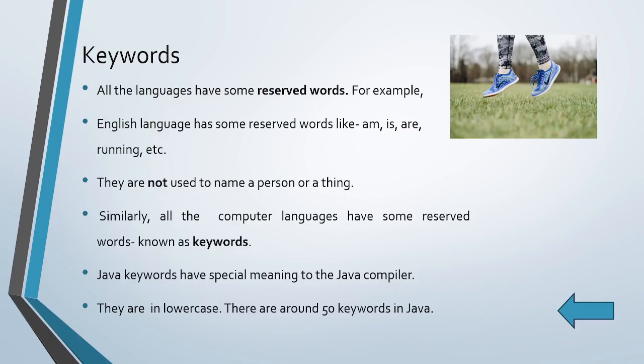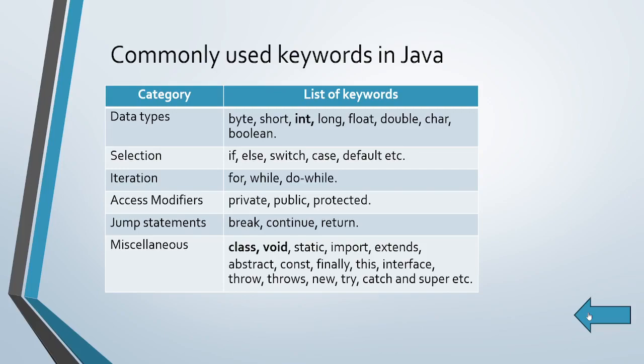Java keywords have special meaning to the Java compiler, and these keywords are in lower case only. There are around 50 keywords in Java. Here is a list of keywords according to the category. The data types category has byte, short, int, long. We know int in this so far. Then selection category, iteration category, access modifiers: private, public, protected, jump statements, and miscellaneous. We know class and void from the miscellaneous list.